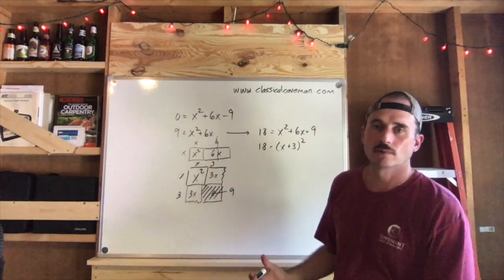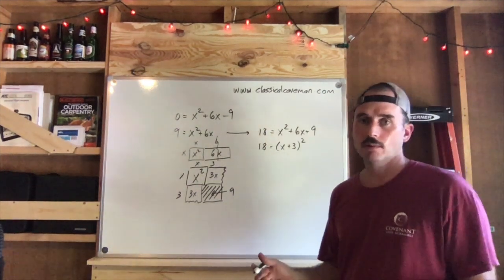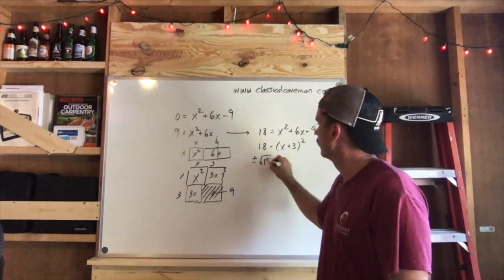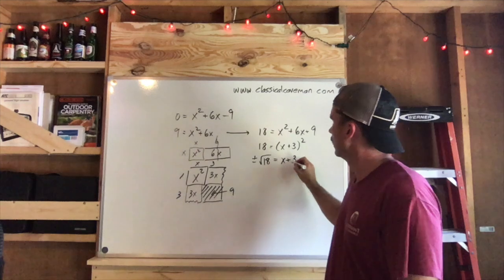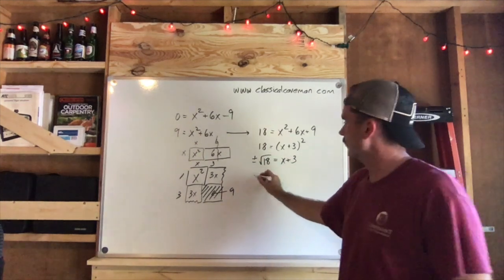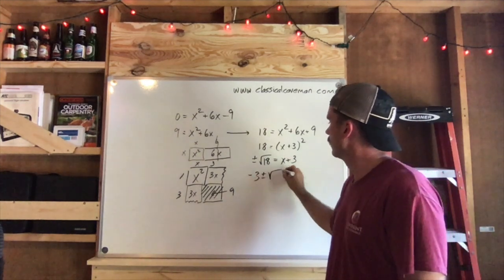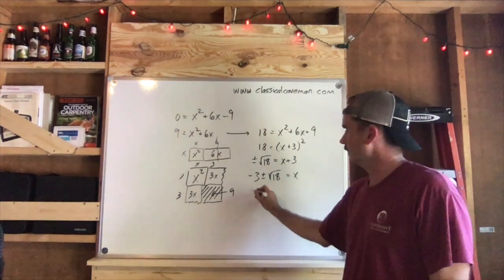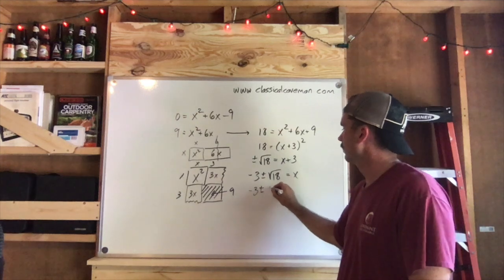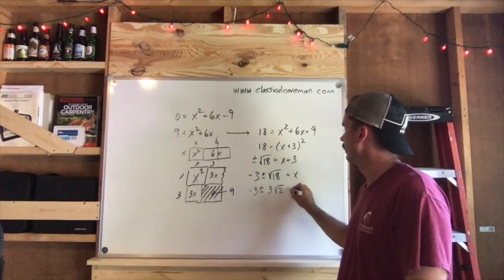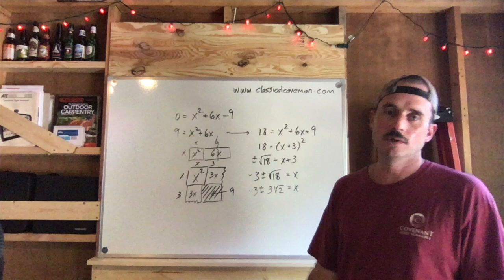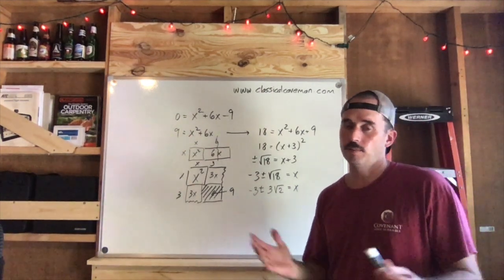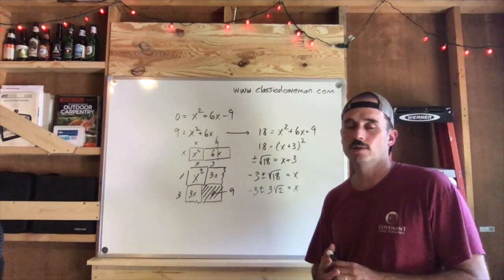Now that I have a term squared, I can get rid of the square by taking the square root of both sides, not forgetting the plus or minus. I'm going to add a -3 to both sides. And then simplify the radical expression. And now I have the solution to the quadratic: -3 plus or minus 3 root 2. And that's the process of completing the square in order to solve a quadratic.